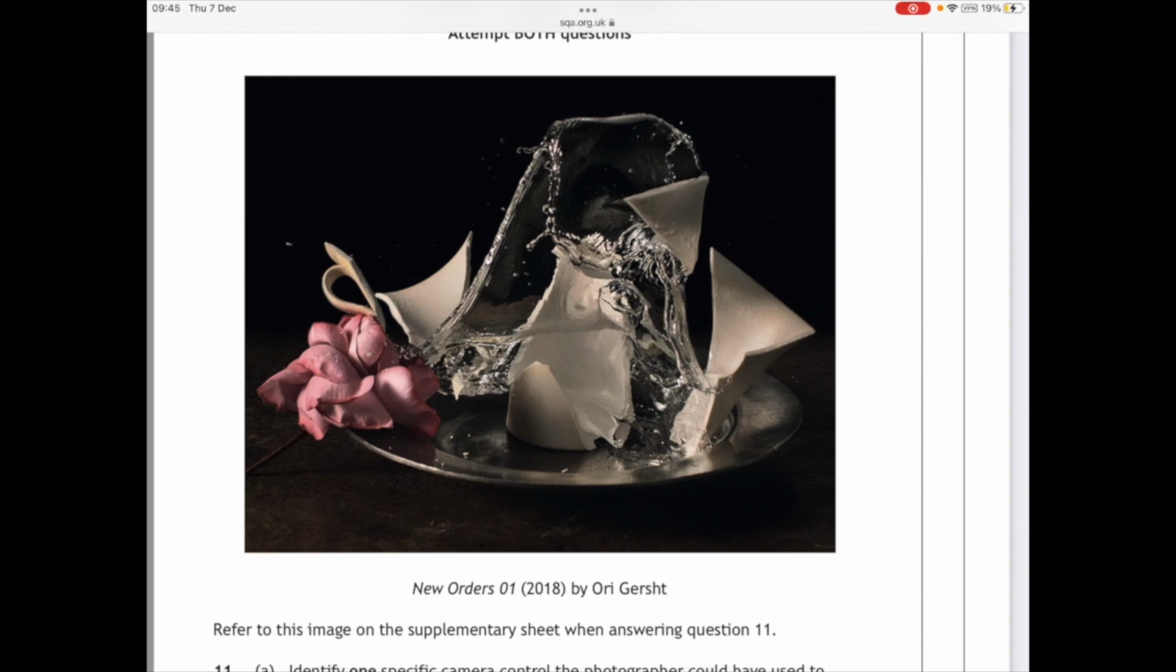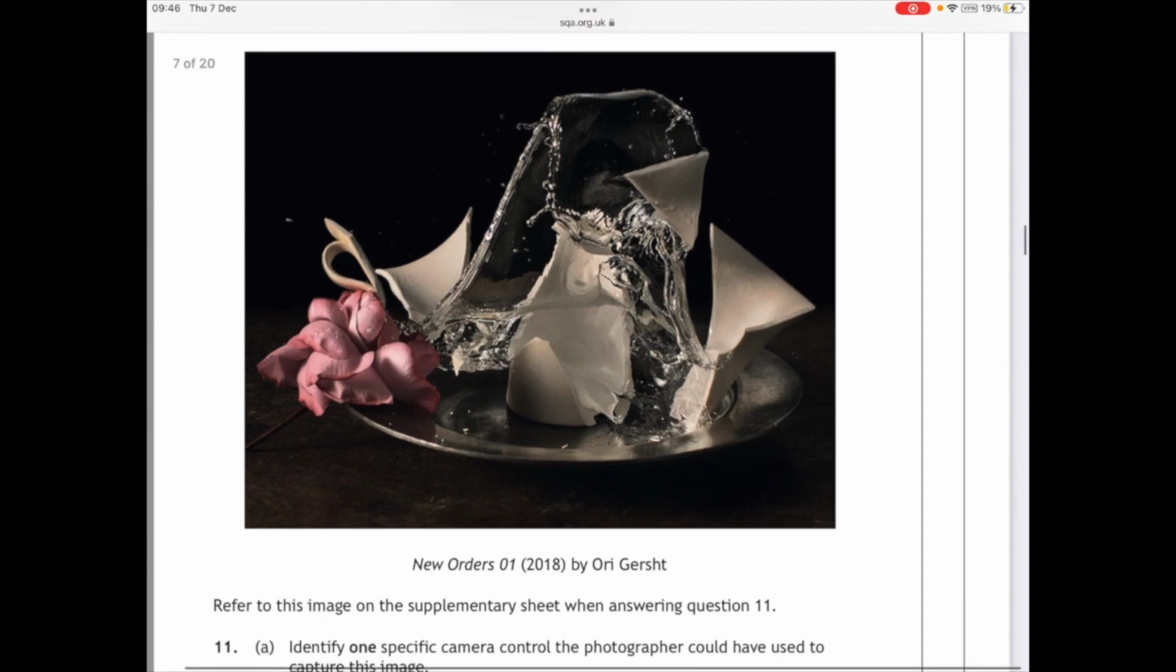You've also got things like preset mode, and I like the fact that the SQA have put this answer in, because it is a camera control. So a preset sports mode has been used to create a fast shutter speed to freeze the movement of the exploding mug. So great. You could even refer to something like a semi-automatic mode like TV, time value, and using a fast shutter speed on that setting in order to freeze the motion of the water. Again, we're talking about freezing movement. We're not just talking about capturing it. So it's really important that you refer to that in the correct way.